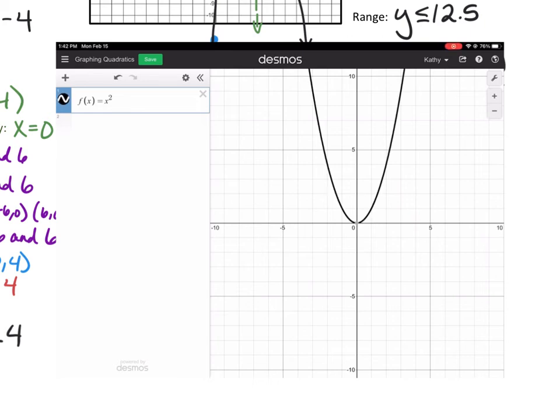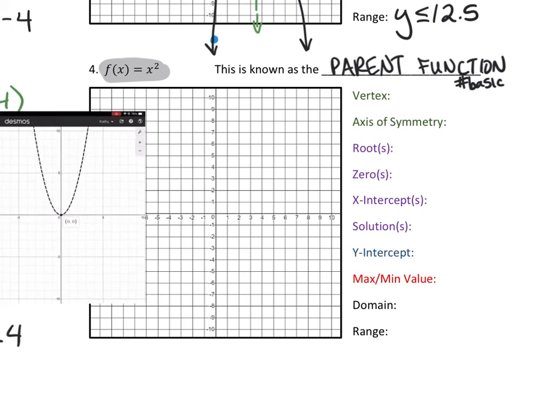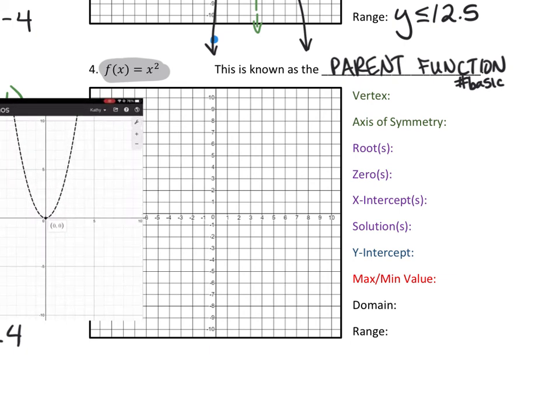So here's my parent function, and it only has one little attribute that shows up. I'm going to go ahead and make it dashed. This is how I like to show the parent function, because it is the most basic version of a quadratic that we have. Okay, let's go ahead and answer all these questions, and you'll kind of see why we call it the parent function. So the only coordinate point I have is this one, and then it is a positive parabola, which means it opens up.